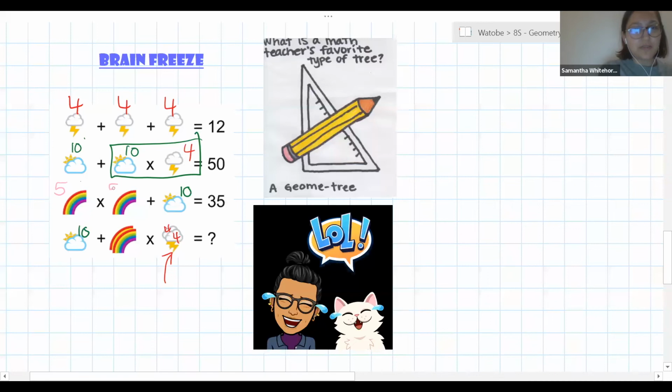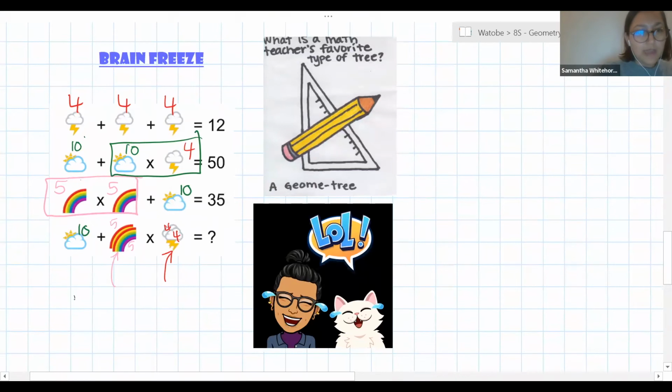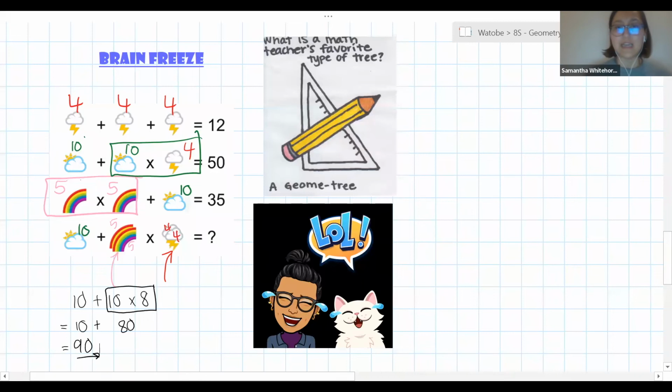Well done. Your rainbows are both 5. And remember, multiplication has to happen first. So 5 times 5 is 25, plus that 10 that we just got to with KM is 35. Now, again, remember, you've got two rainbows here. So it's a 5 and a 5, which is a 10. But we need to bear in mind our order of operations. So I'm just going to write this last thing down here. What we have is 10 plus 10 times 8. So we have to do the multiplication first, which is 80. And then only do we add the 10, which means that my final answer here is 90.